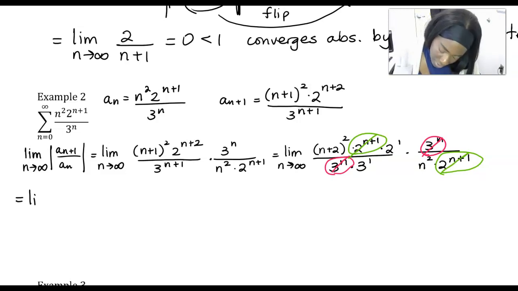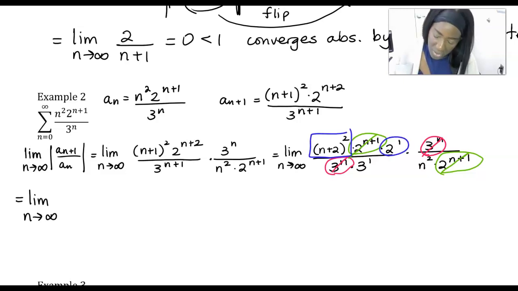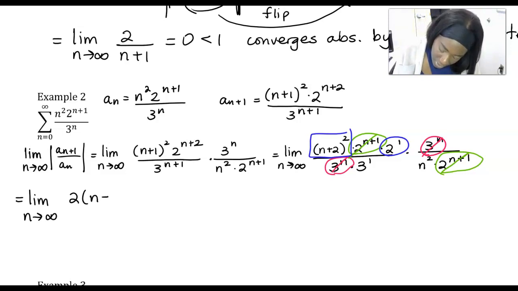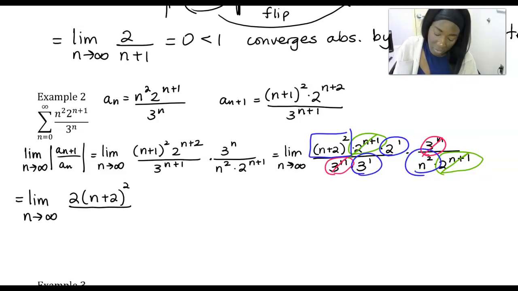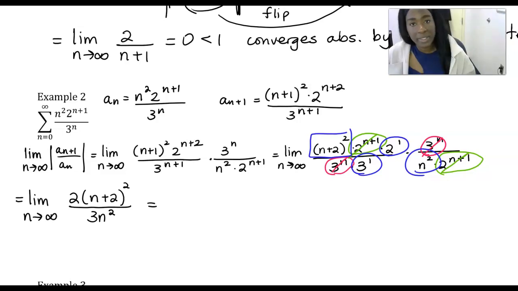We are left with the limit as n approaches infinity of, let's see, what we still have is this n plus 2 squared, and we still have that 2 in the top. So we have a 2 times n plus 2 squared in the numerator, and then in the denominator we still have this 3, and we still have that n squared. So we have a 3n squared in the denominator. We want to evaluate this limit.